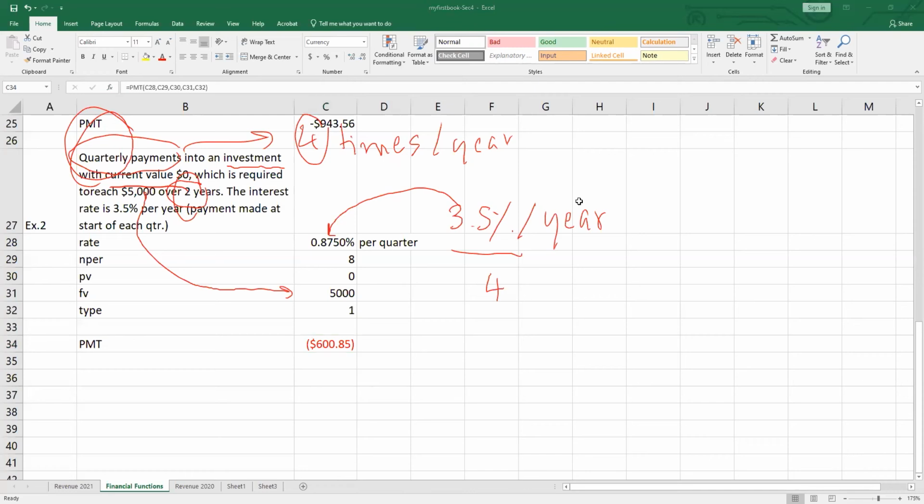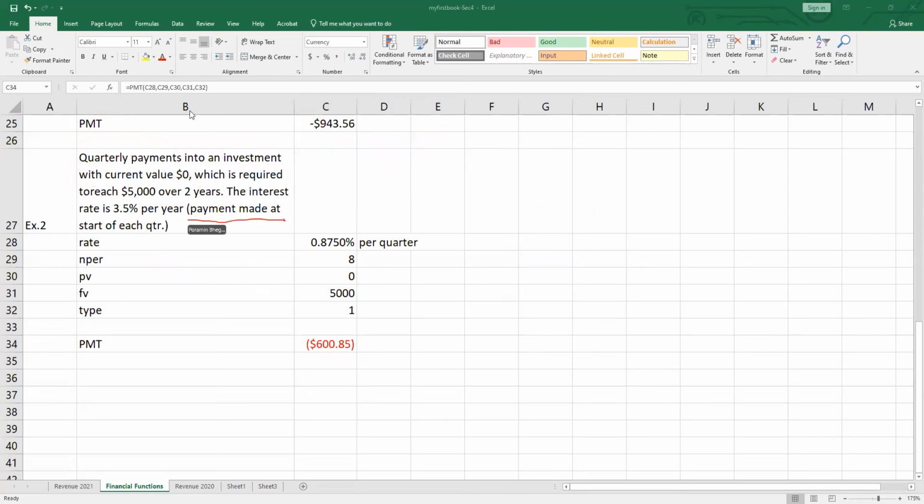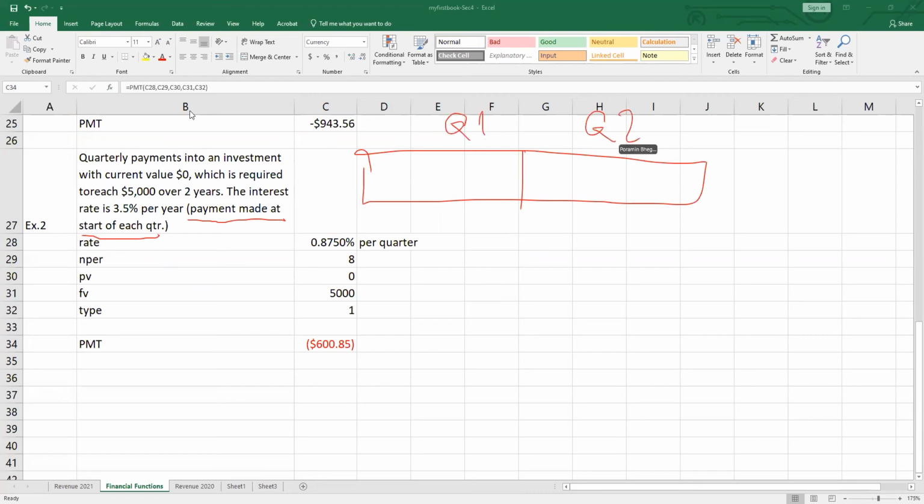So I have a question in the chat box. Can you explain the type again? When should it be 0 or 1? Okay, so you just consider this one: payment made at the start or end of the period. If you have quarter 1, quarter 2, the first day of the quarter or the last day of the quarter.